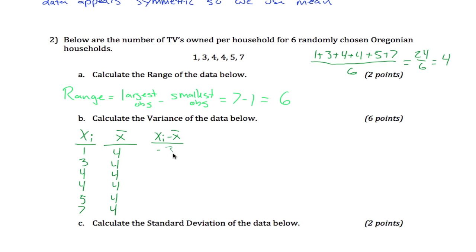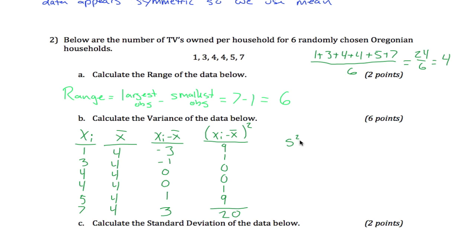1 minus 4 is negative 3. And continuing in this fashion we get here. Then we're almost done. Our last column is to square that previous column. Negative 3 squared is 9. Continue through them, you get to here. And if you add up all these numbers, you get 20. And from there we can figure out our variance.